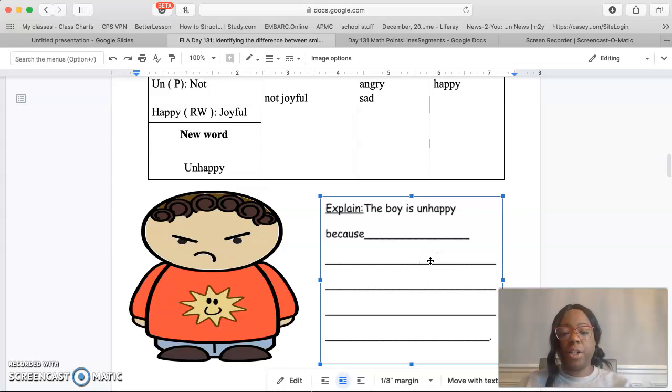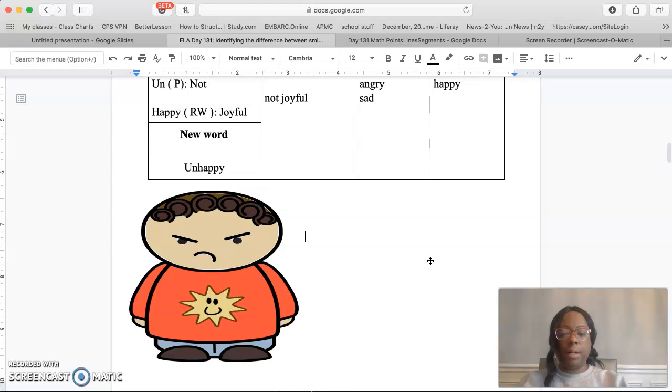Explain the illustration. The boy is unhappy because, well, we can go on to say the boy is unhappy because he is angry and has a frown on his face, period. All right.